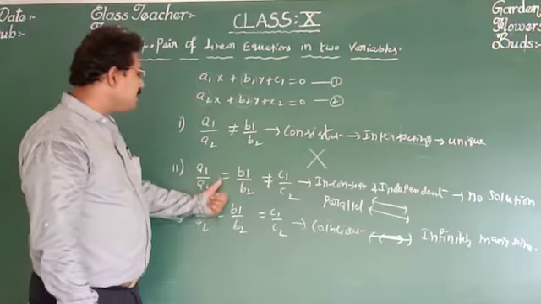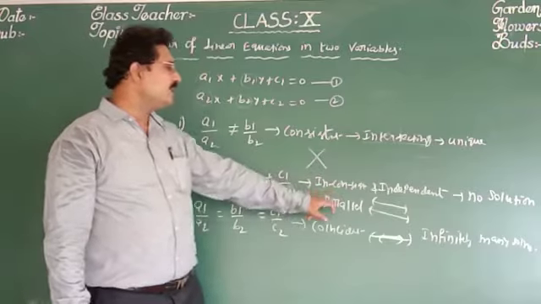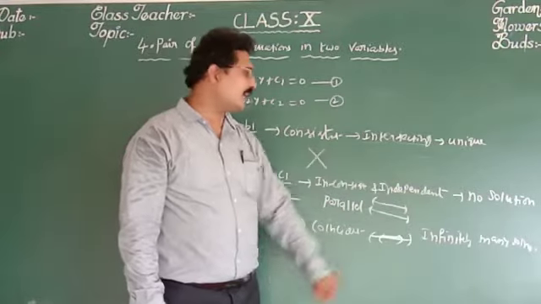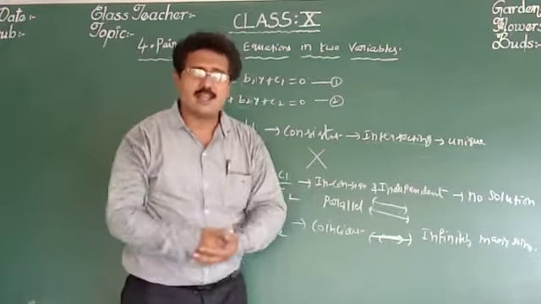Next, A1/A2 is equal to B1/B2, which is not equal to C1/C2. They are inconsistent lines and independent lines and have no solution. So that's why these two lines are parallel lines.